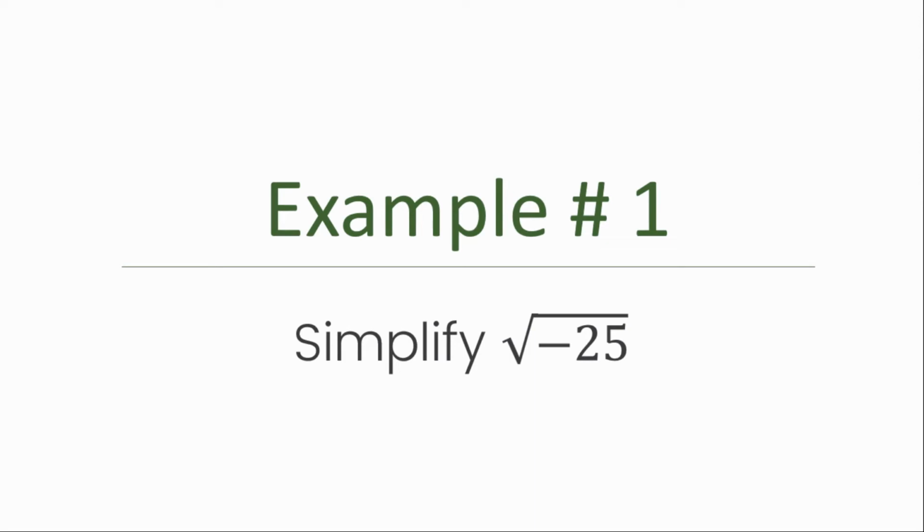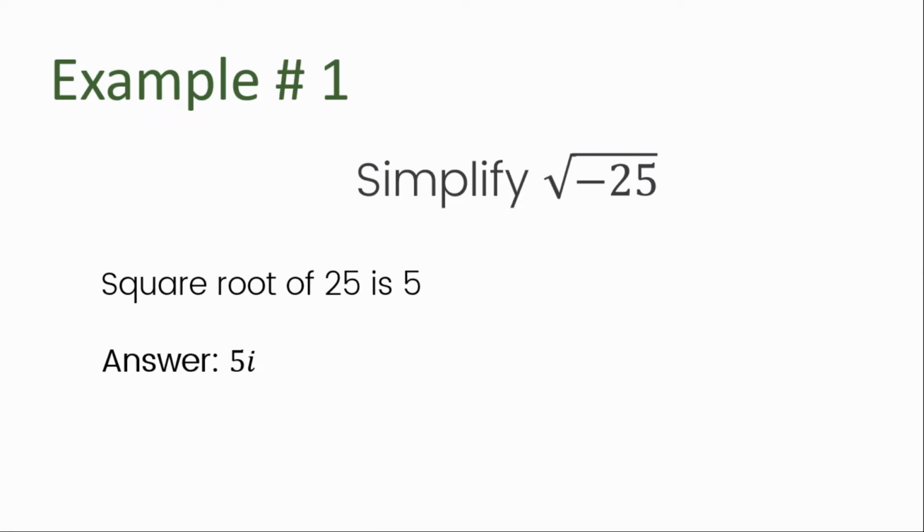So for our first example here, we simplify the square root of negative 25. We know that the square root of 25 is 5. But since the number is negative, we just multiply the imaginary unit i to 5. So the answer will be 5i.